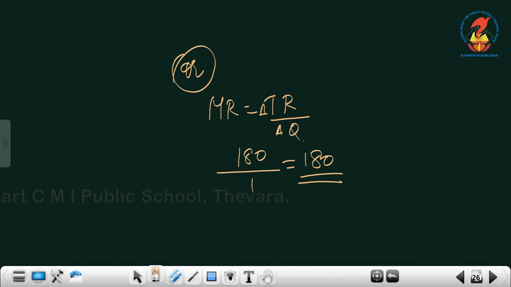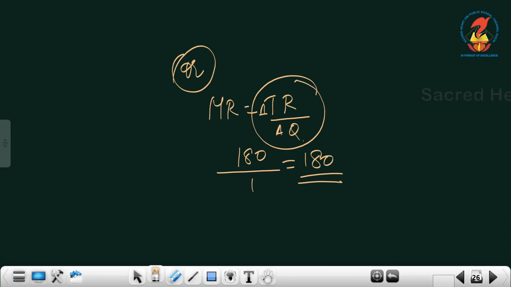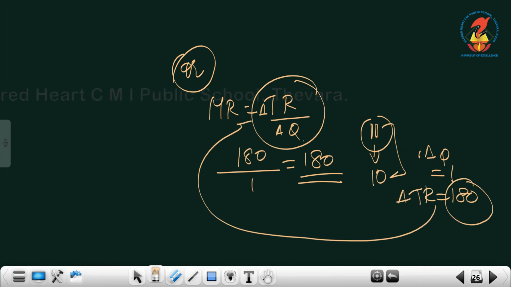Likewise, the second formula, delta TR by delta Q. What is the difference between the old revenue and the new revenue? New revenue is 1780. The old revenue is 1600. The difference between these two is delta TR, that is 180. Now, what is the difference between the number of chairs? Previously 10 chairs, at present 11 chairs are sold. What is the difference between 11 and 10? 1. So delta Q is equal to 1 and delta TR is equal to 180. So delta TR by delta Q is 180 by 1, which is equal to 180.